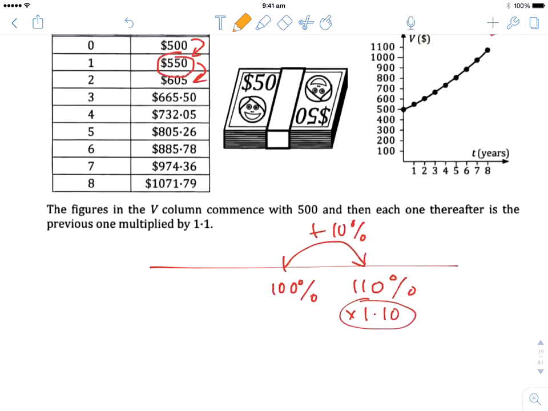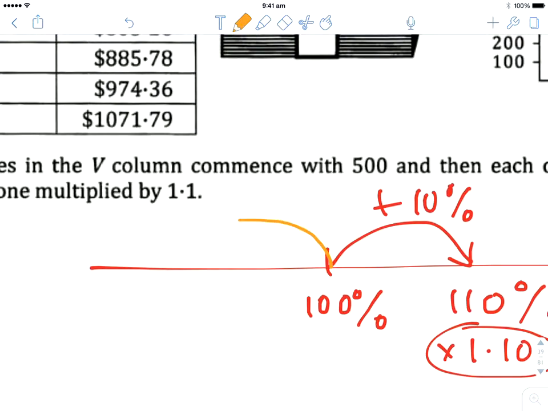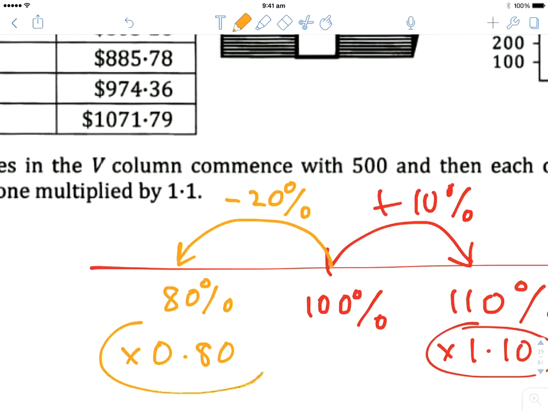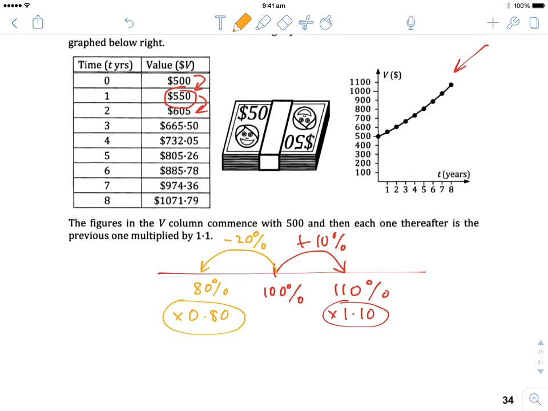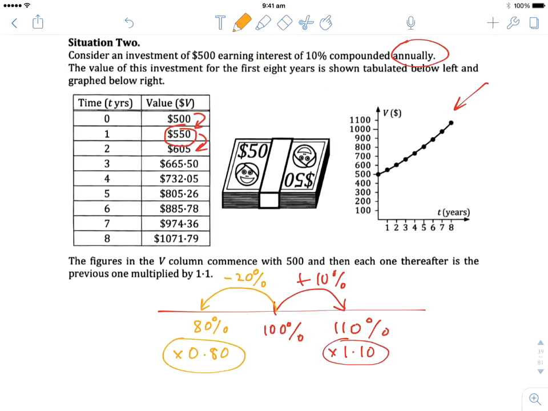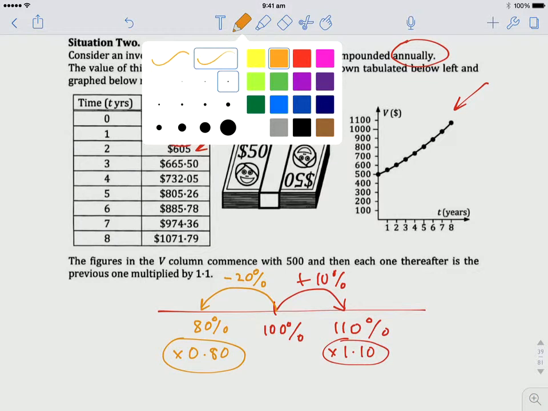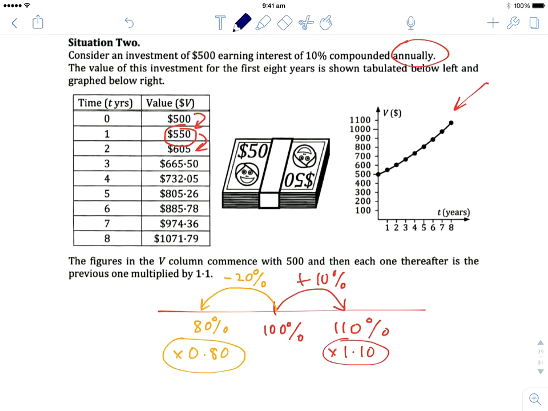Similarly, if we're decreasing, let's say I have a sale and it's a 20% off sale. If we take 20% off 100%, I end up down at 80%, which as a decimal is 0.8. So if we're taking 20% off the price of something, that's the equivalent of timesing by 0.8. This kind of concept is going to be really helpful when we do these problems. In this case I'm going to come up with the equation for the value in terms of t. So how much money have we got after t years?